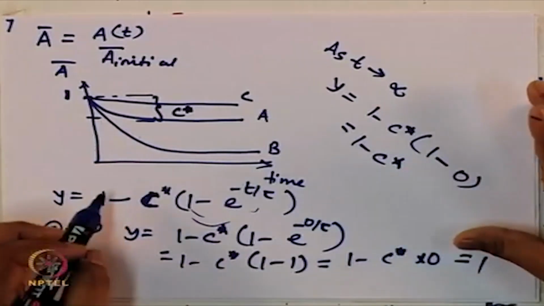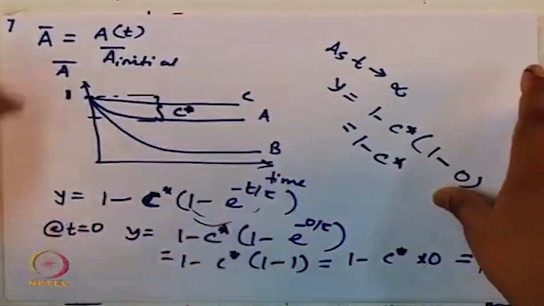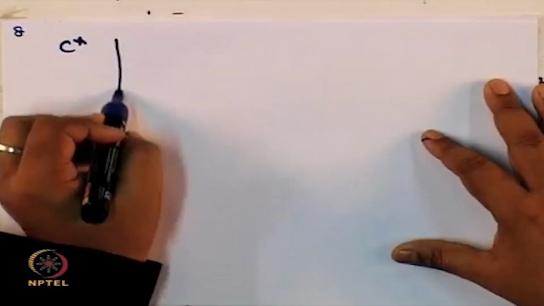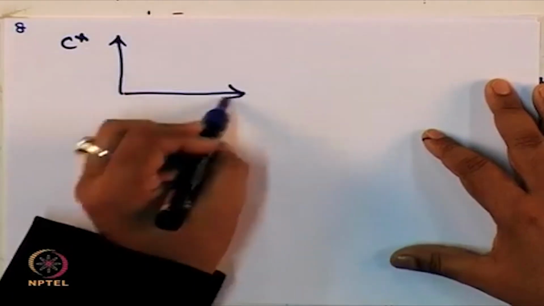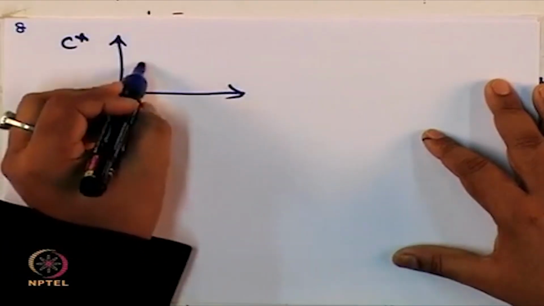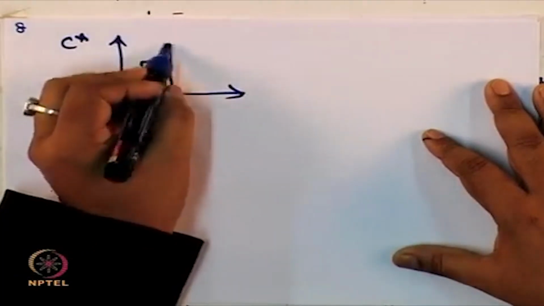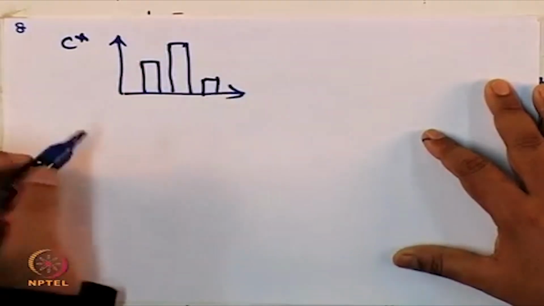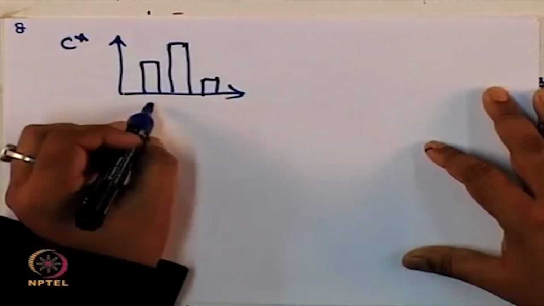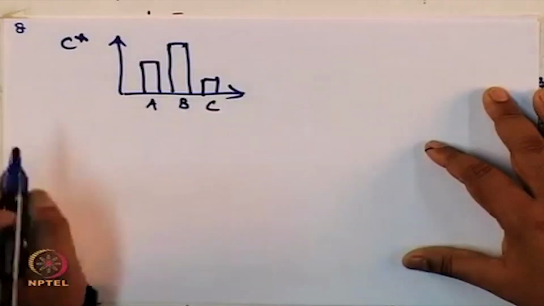So, what I can compare across different situations A, B, C is I can find out the value of C star, and let us just say I can have a situation. So, this is C star: for condition A it is like this, for condition B it is like this, for condition C it is like this. Okay. So, this is condition A, condition B, condition C.